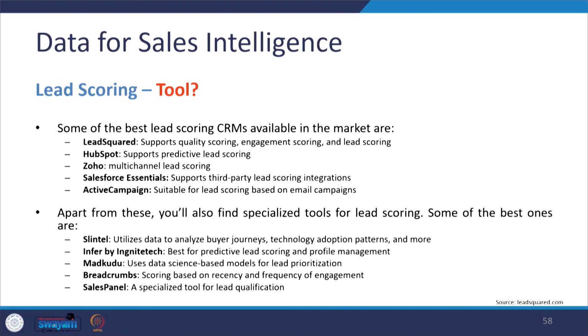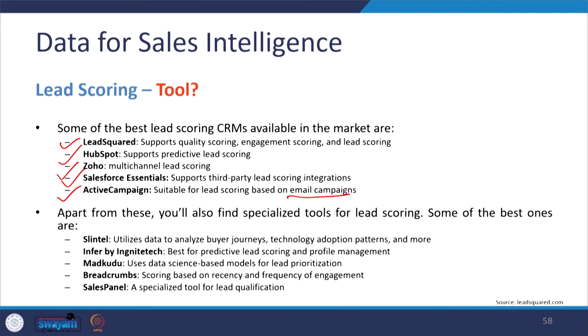As for lead scoring tools, there are different tools available in the market. Some of the best lead scoring CRMs available are LeadSquared, HubSpot, Zoho, Salesforce, and ActiveCampaign. For example, LeadSquared supports quality scoring, engagement scoring, and lead scoring. HubSpot supports predictive lead scoring. Zoho uses multi-channel lead scoring across different platforms. It can simultaneously track those activities. Salesforce Essentials supports third-party lead scoring integrations. And ActiveCampaign also has its own lead scoring software suitable for scoring based on email campaigns.